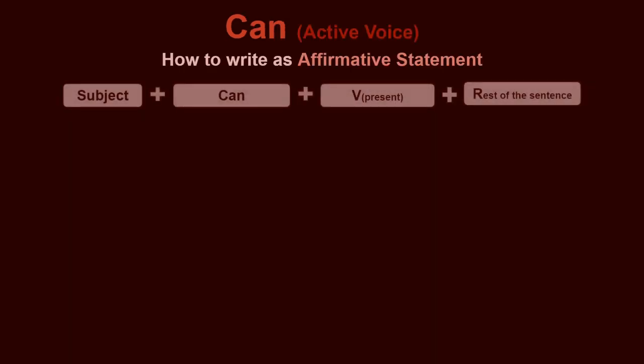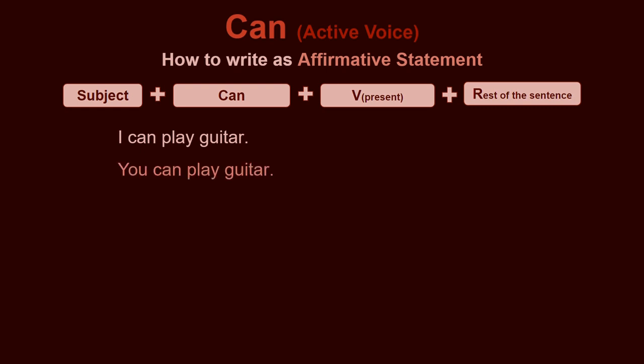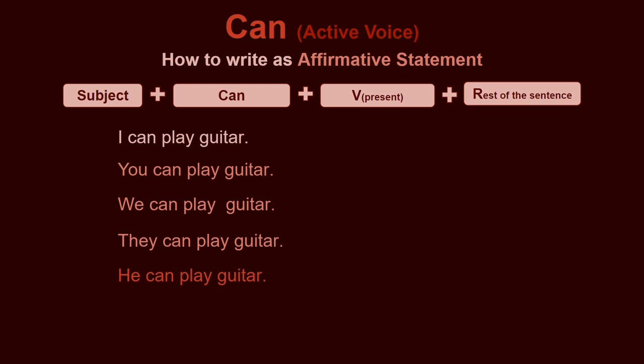Can. Active voice. How to write as affirmative statement. Subject can. Verb in present, rest of the sentence. I can play guitar. You can play guitar. We can play guitar. They can play guitar. He can play guitar. She can play guitar. It can play guitar.